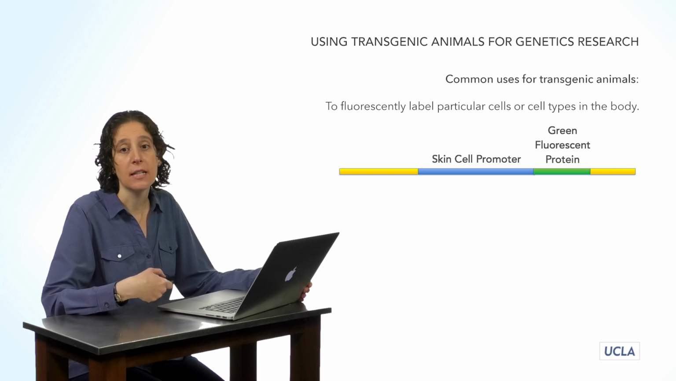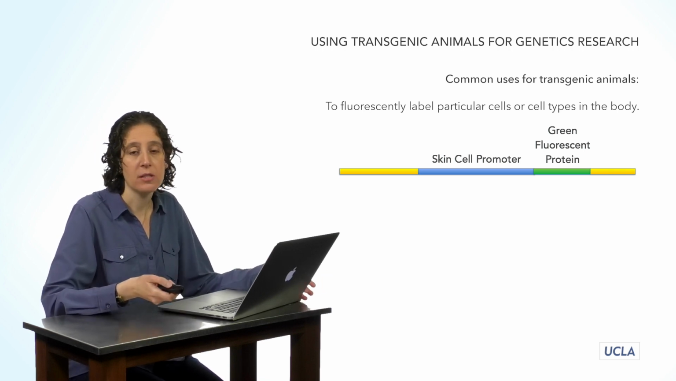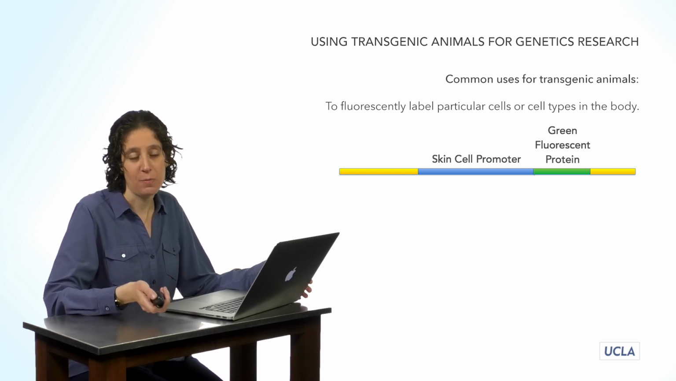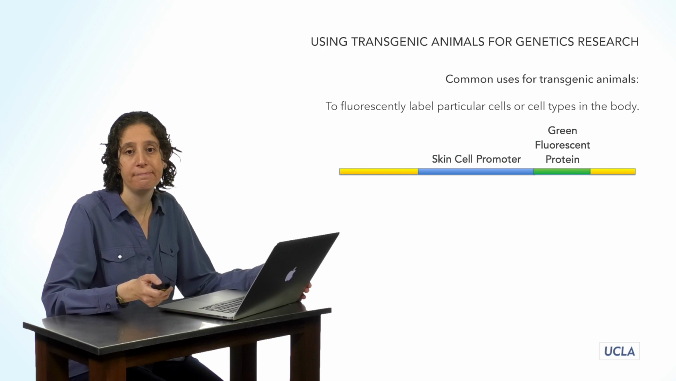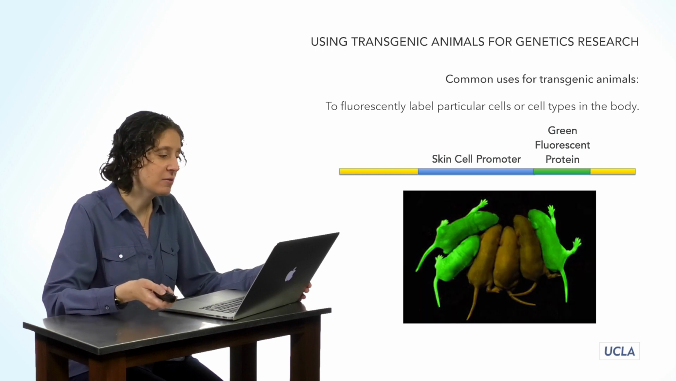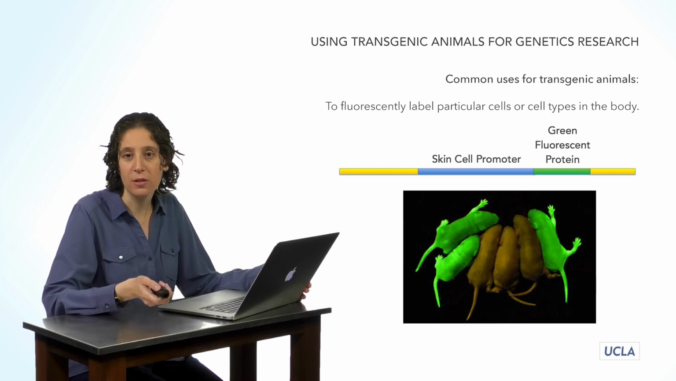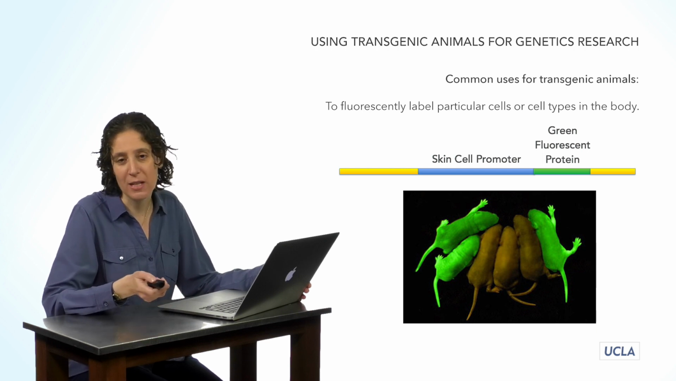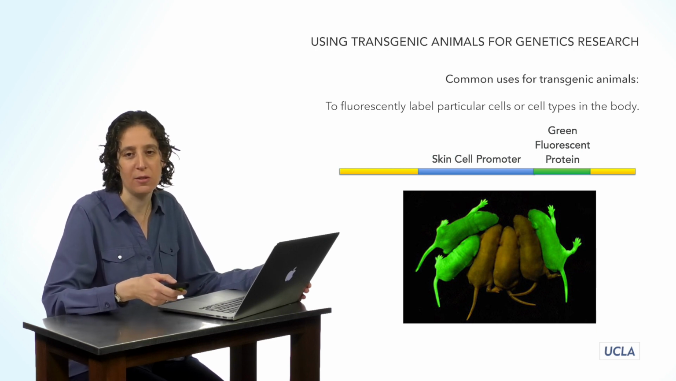For example, let's say you want to make a mouse with green glowing skin. You can make a mouse containing a DNA construct with a skin cell promoter driving expression of GFP. So here you can see some transgenic mice with green glowing skin next to some wild-type mice. And you can buy these mice in pet stores now along with green glowing fish.